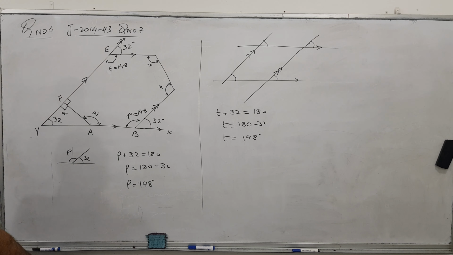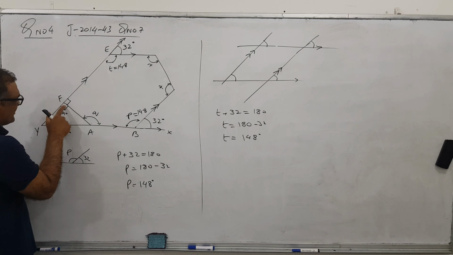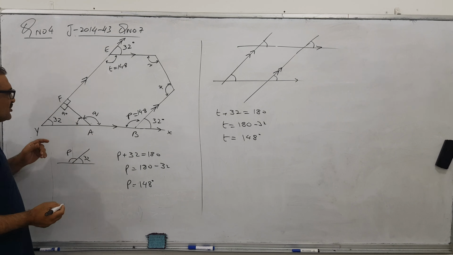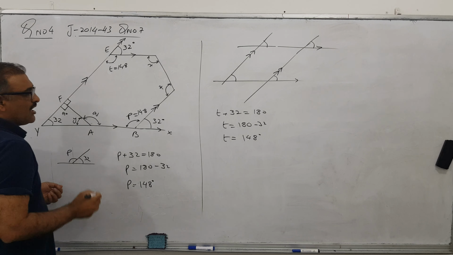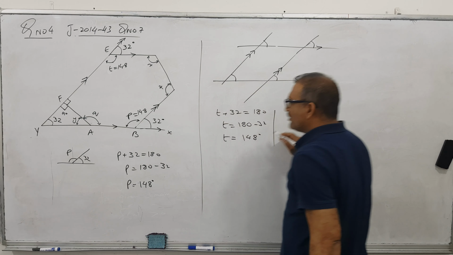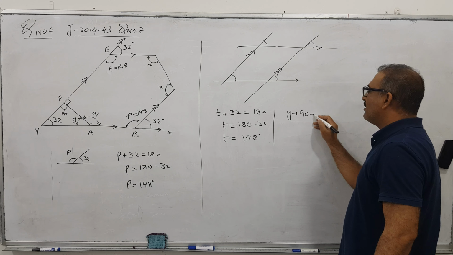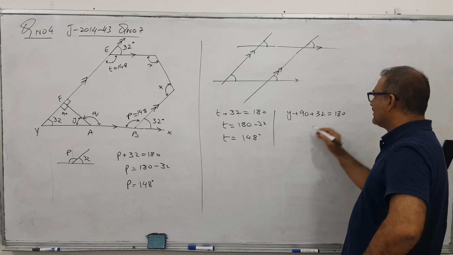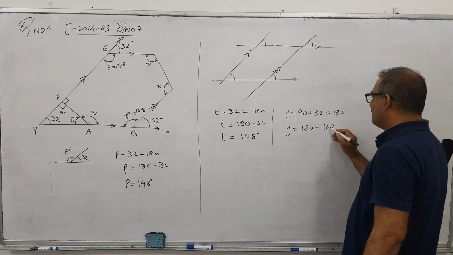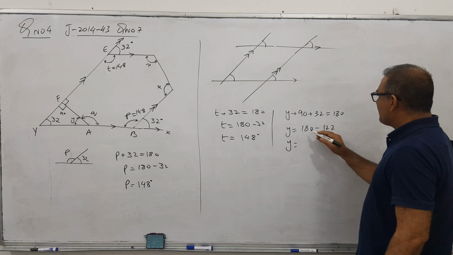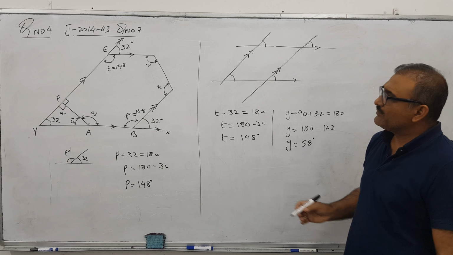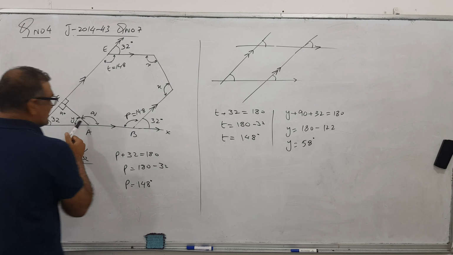Okay. Now this is interesting. This is 90. This is 32. And this angle I'm looking for is not hard to find. I give this the name Y. How to find this Y? You know the sum of all angles, Y plus 90 plus 32 equals 180. So add them all, equal to 180. So Y equals 180 minus 122, so I'm getting 58 degrees. So Y is 58.